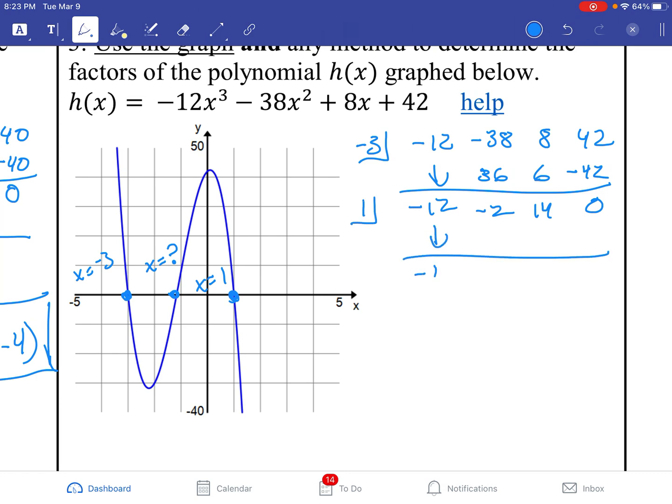Drop the first number, gives me negative 12. Times positive 1 is negative 12. Negative 2 plus negative 12 is negative 14. Times 1 is going to be negative 14, which gives me 0.